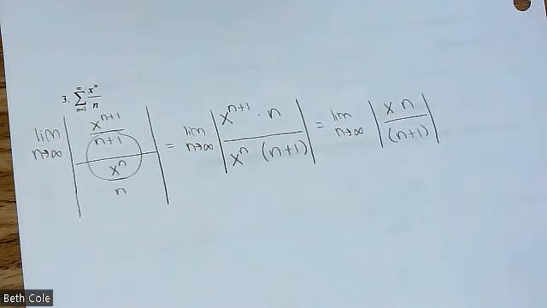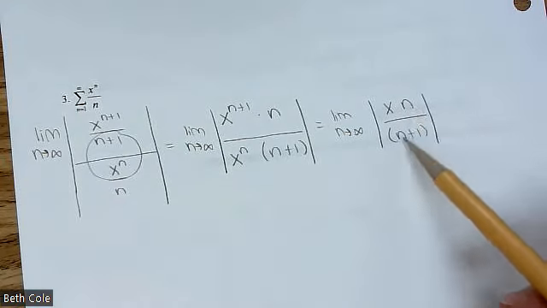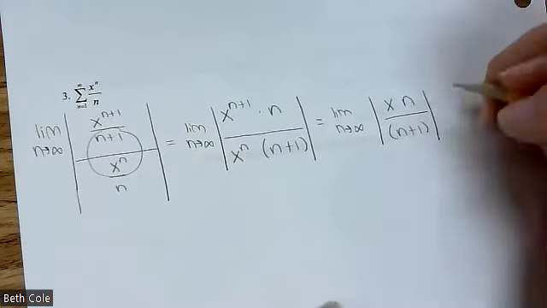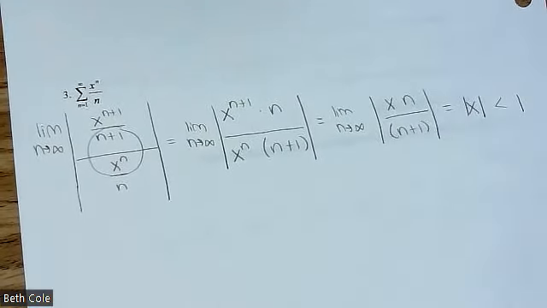Last step is you evaluate the limit. This is n and this is n. They're both n to the first. When it's a tie, you use the coefficients, which would be x over 1, which is just x. So it came out to just x, absolute value, and this needs to stay smaller than 1.